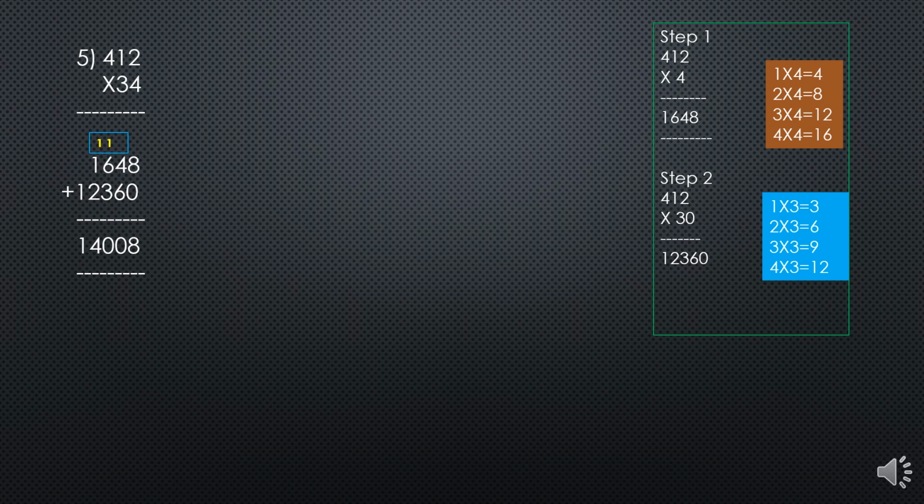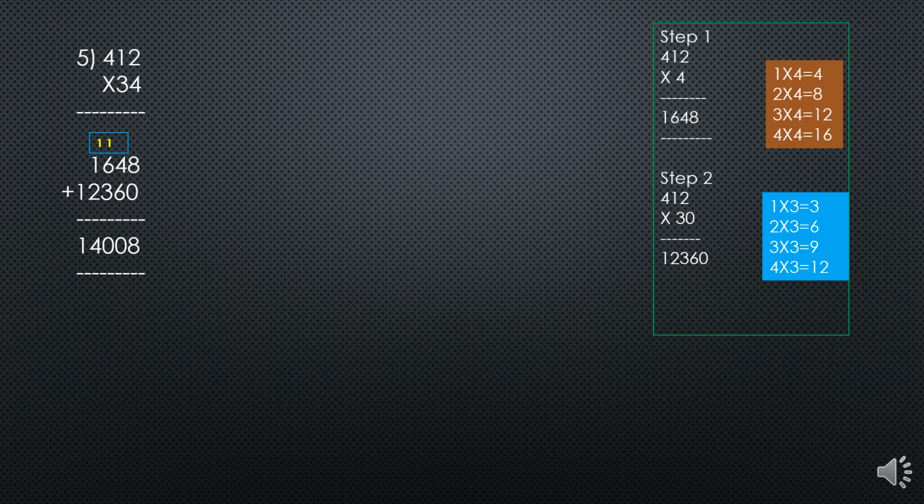Next step, we want to multiply 412 by 30. To multiply by 30, we can add 0 at the rightmost place first. Then we can multiply by 3. So when you multiply by the ones place digit, 2 3s are 6. Then the tens place digit 1, 1 3 is 3. Next by the hundreds place digit 4, 4 3s are 12. So what is the product we are getting? 12,360.